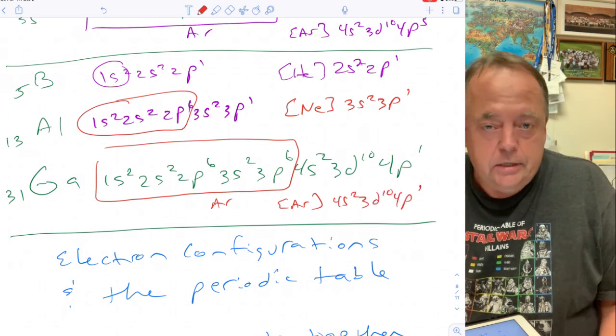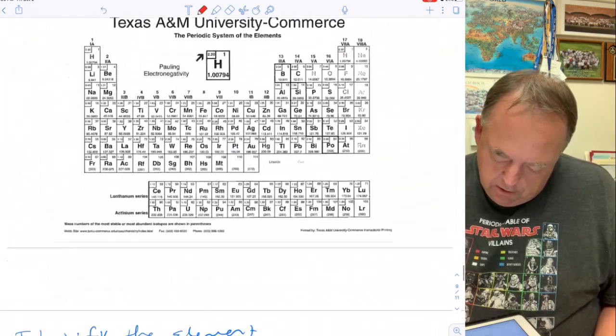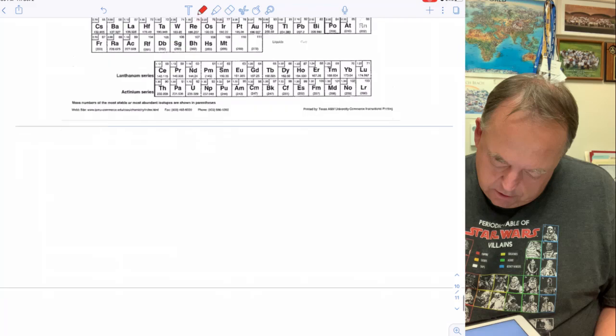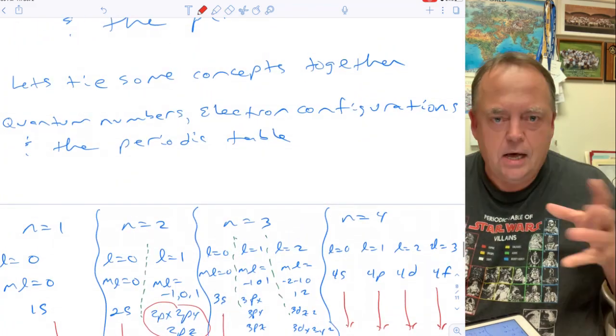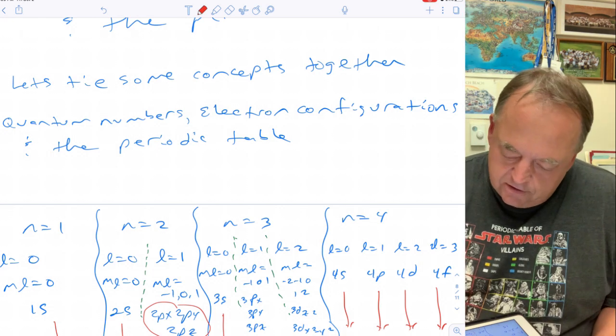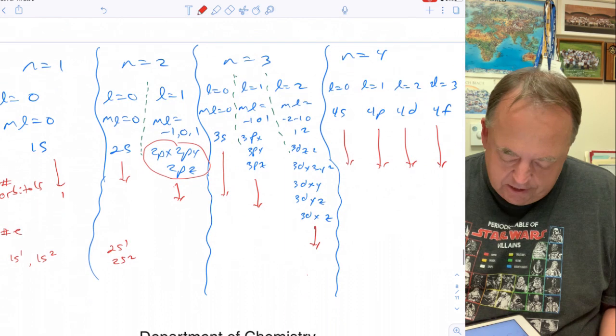So that would be gallium's shorthand notation. Okay, I think we're almost done here. So now let's tie some concepts together from chapter 7 and this chapter 8: quantum numbers, electron configurations, and the periodic table.